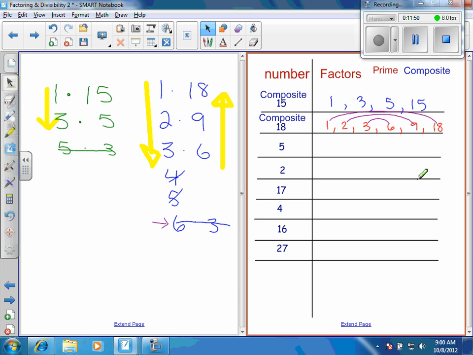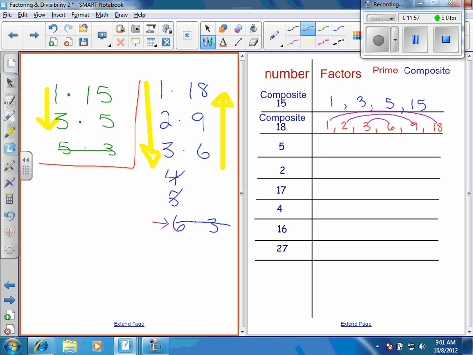Okay, so what about the factors of 5? Nick, what are the factors of 5? 10. No, not the multiples, the factors.